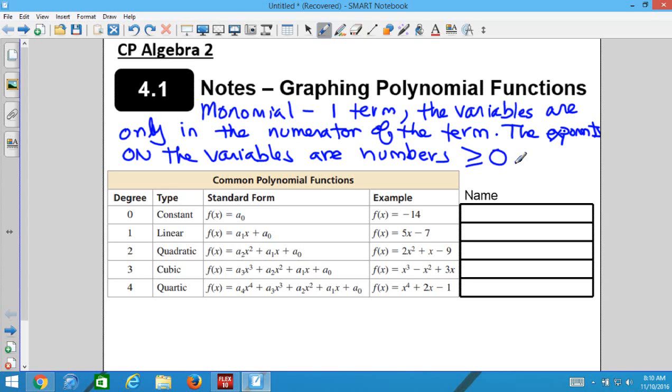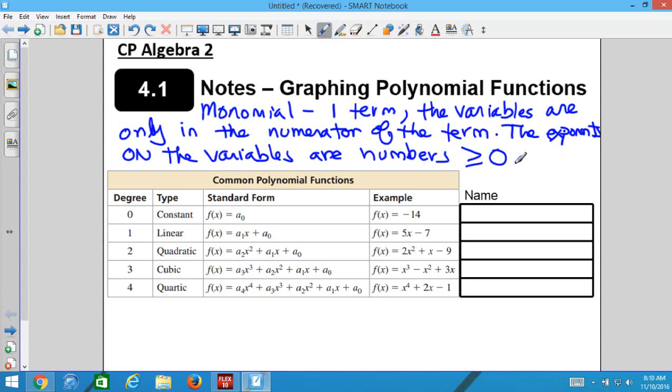All right, so monomial, it's one term. The variables in that term are only in the numerator of the term. That means they're not in the denominator if it was a fraction. And the exponents on the variables are numbers that are greater than or equal to 0.